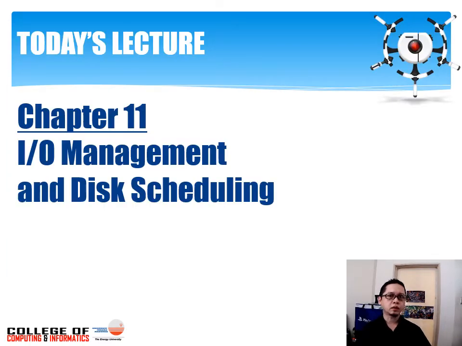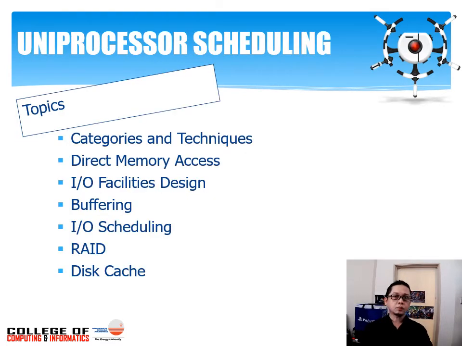Continuing our topic on operating system concepts, today we are going to look at how the OS actually manages the disk and also the I/O that is coming to the system. This is also part of the resources being used by the process. Among the topics that we are going to look at today are the categories, the DMA, I/O facilities and design, buffering, the scheduling of input-output, and also the introduction of disk cache and RAID.